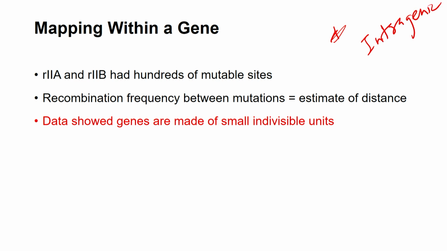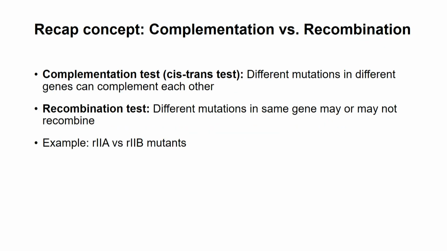So R2A and R2B has hundreds of mutant sites. Recombination frequency between the mutations is equal to estimated distance. I already mentioned that, and detail will be in the next unit. Data showed genes are made up of small indivisible units, right.